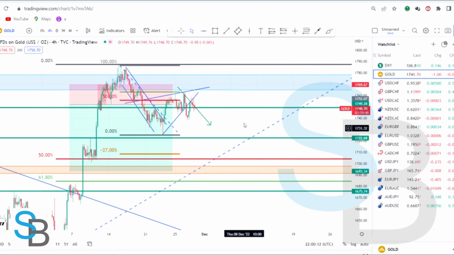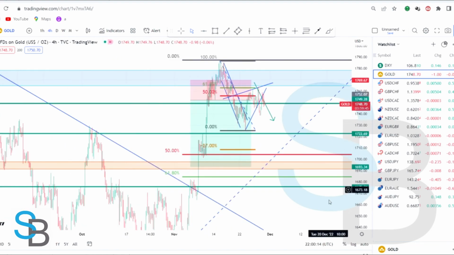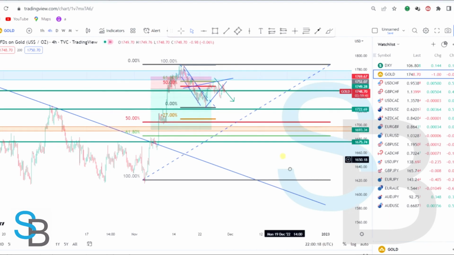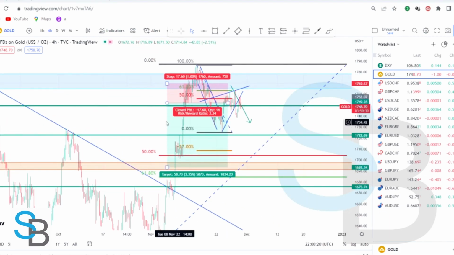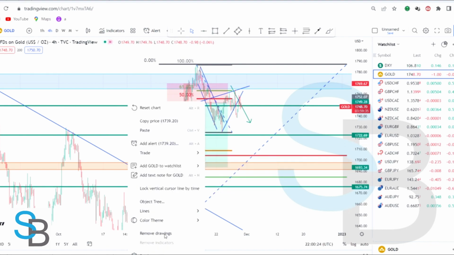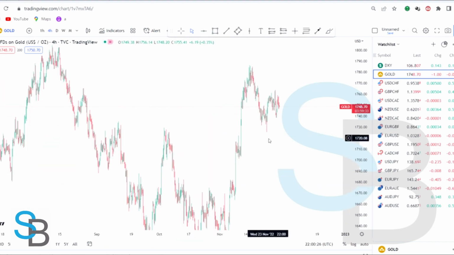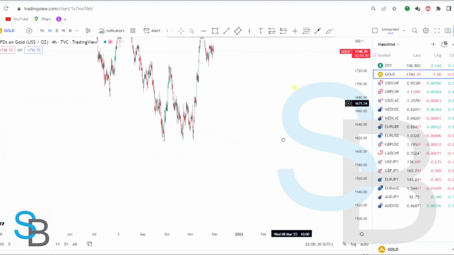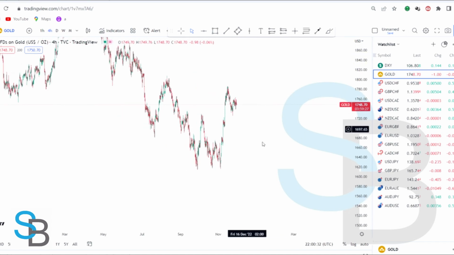But you have to know that nothing in FX is 100%. Anything can fail, so you better have your risk management in check, right? So I'm just going to delete everything here, and we're going to start from the beginning. So remove drawings, okay, and let's see what makes me buy and what makes me sell, right?